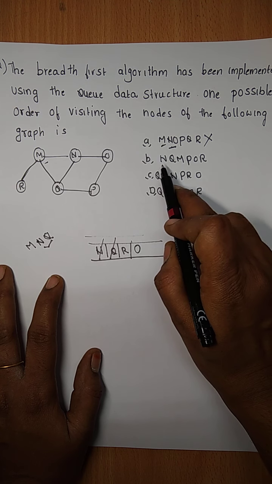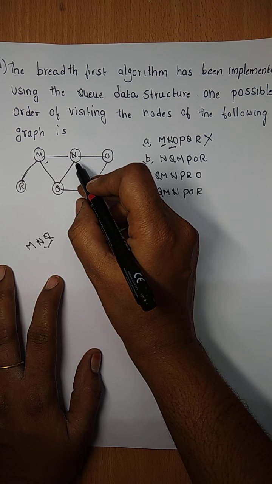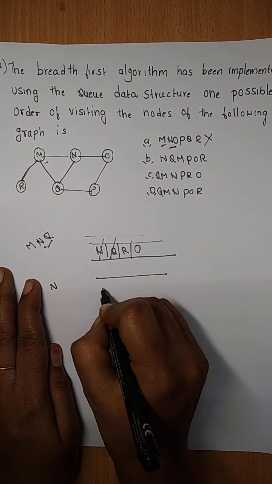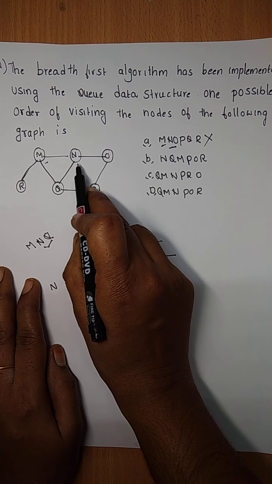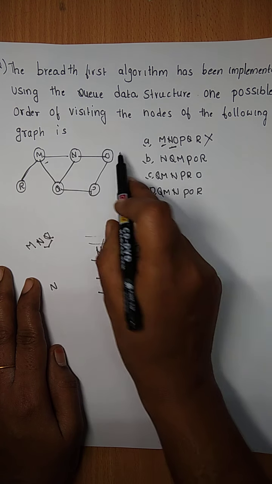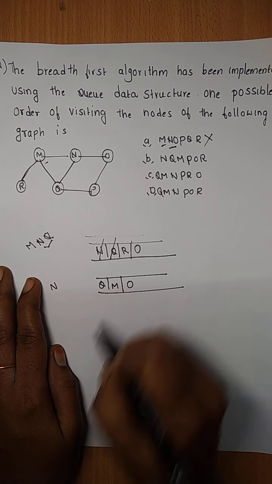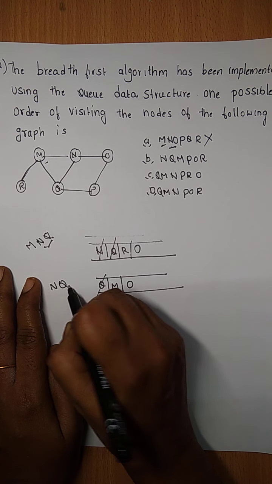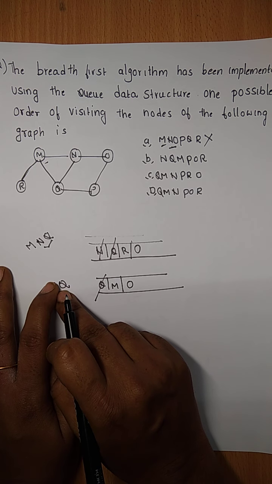Next, in the next option, the visiting starts from N. So now we start the visiting from N and insert the adjacent non-visited vertices of N into the queue. What are the adjacent non-visited vertices of N? Q, M, O. Now remove the element from the front of the queue and mark it as visited. The front element is Q, and we have marked it as visited.